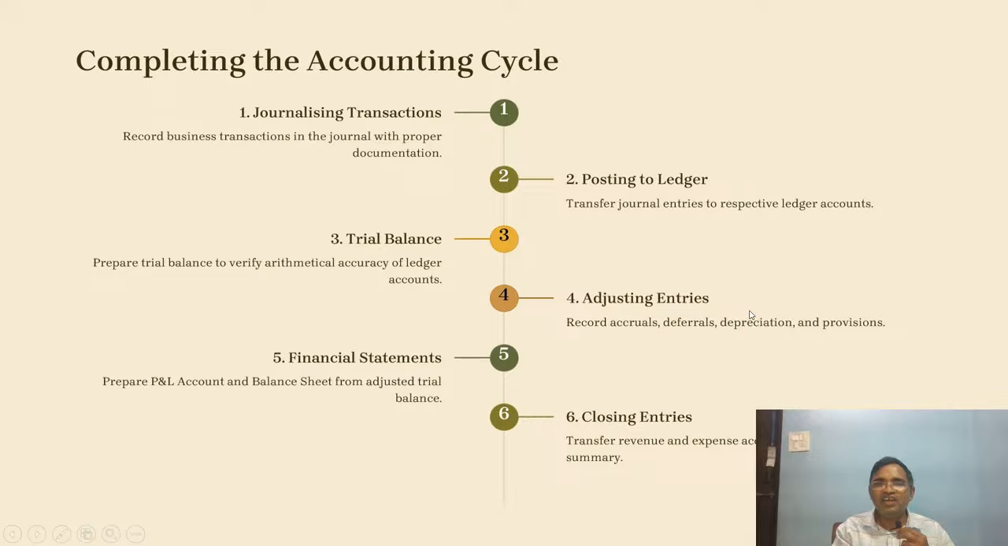Then we go to the financial statements: the trial balance and adjusting entries are done, then the financial statements. We make the profit and loss account and balance sheet with the adjusted trial balance, then closing and transfer of revenue and expense accounts to the profit and loss summary. This is the complete cycle of accounting.